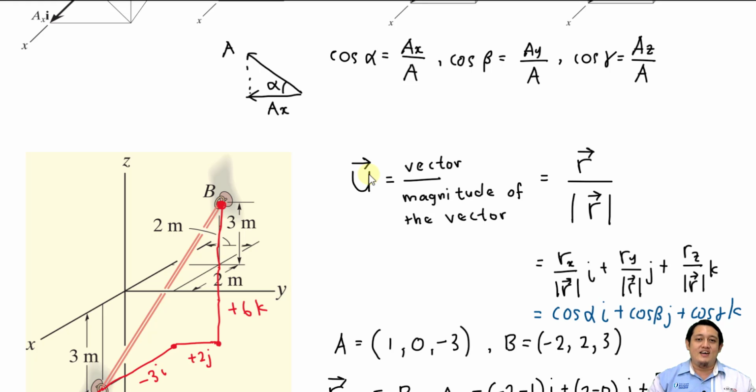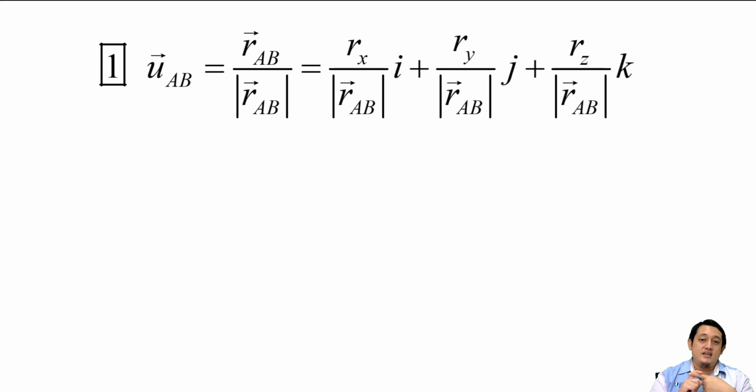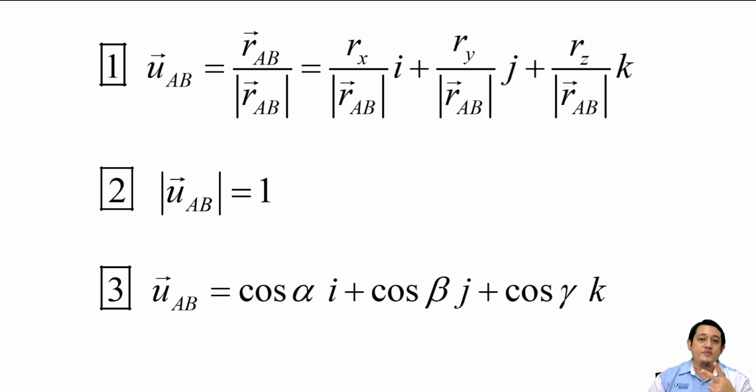So many things right now. Let's recap everything. The first one, to calculate a unit vector, we need the vector over the magnitude of the vector. Second, the magnitude of a unit vector is always equal to 1. The last thing, a unit vector can also be written as cosine alpha i plus cosine beta j plus cosine gamma k.